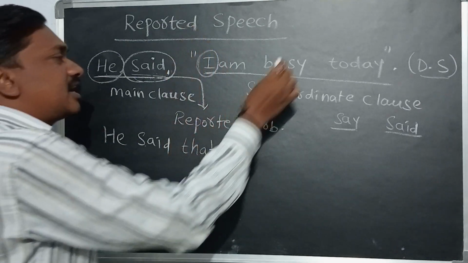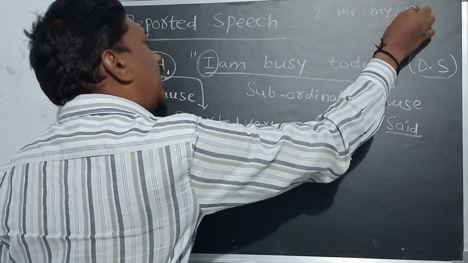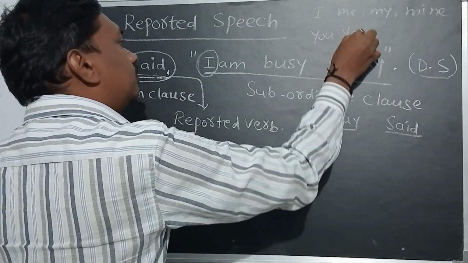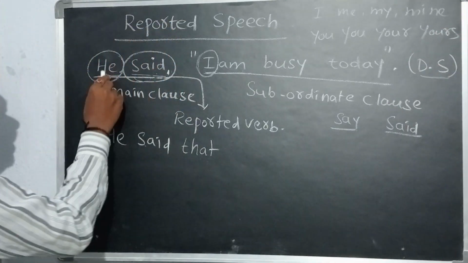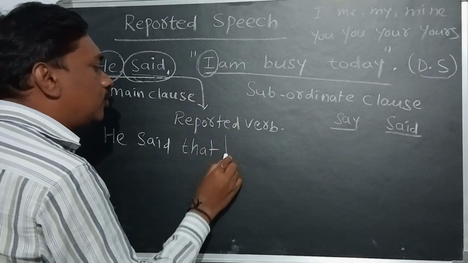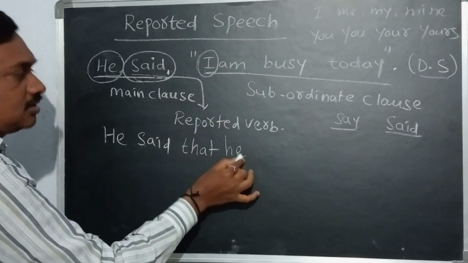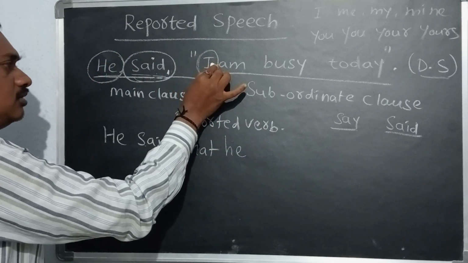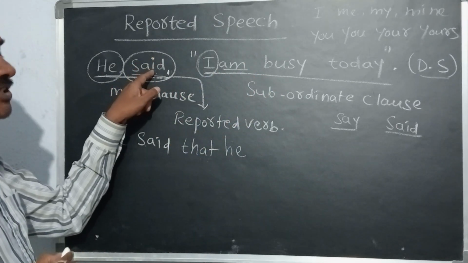Next, the speaker. I is the speaker word. What are the speaker words? I, me, my, mine. These are the speaker words. You, your, yours are listener words. Who is the speaker here? He is the speaker. So in place of the pronoun I, we should replace it with the speaker's word, that is he. Here I refers to he. So we replace the pronoun I with he. Next this is am, the present be form. Here the reported verb is in past tense.